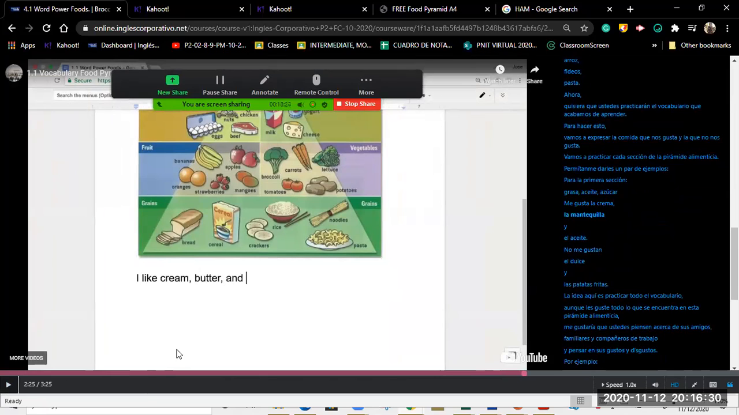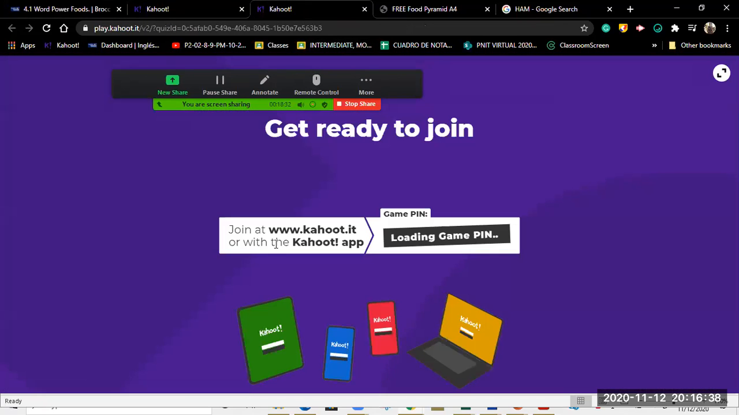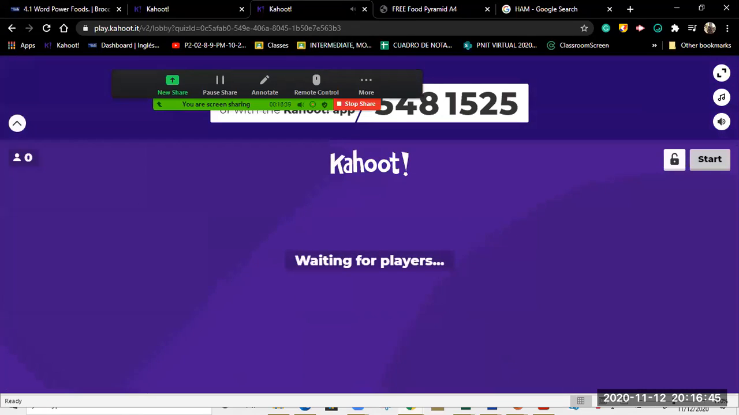vocabulary. So for that, I have a Kahoot activity for vocabulary, okay? So if you please would open up Kahoot and we can continue learning more words and practicing more vocabulary for food. So let me know when you guys are ready. Antes de hacer las oraciones, quiero que agreguemos un poquito más de vocabulario, okay, del que ya tenemos. Tell me when you're ready so we can learn.